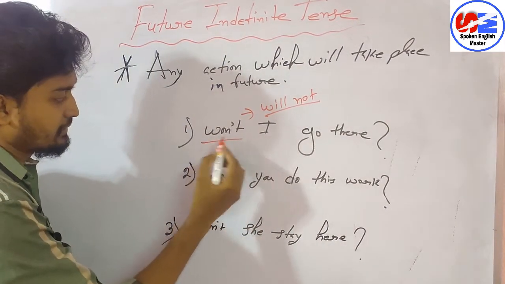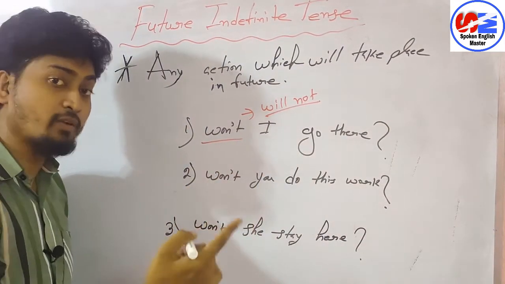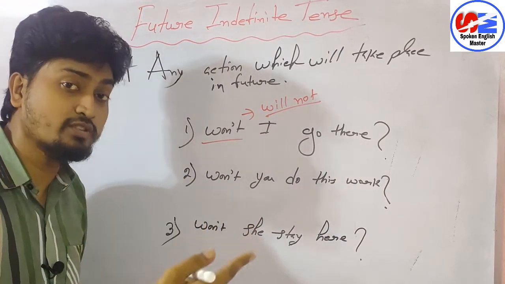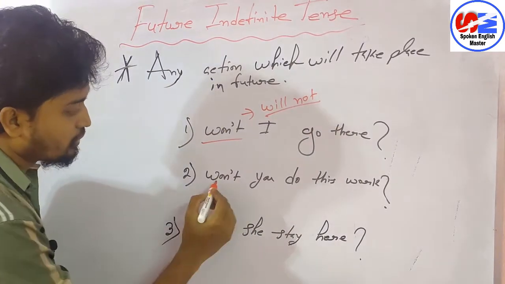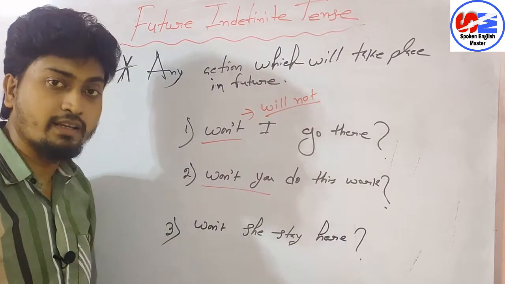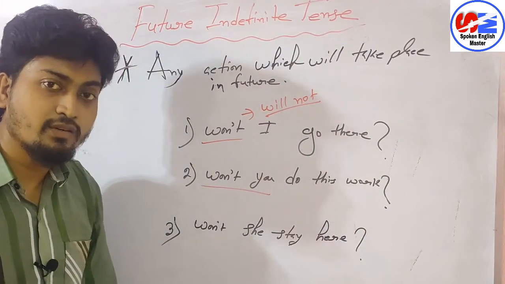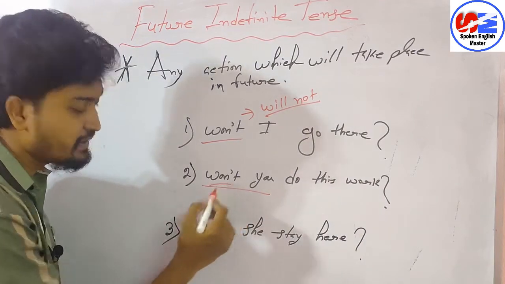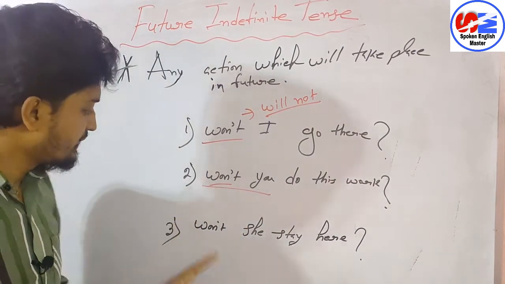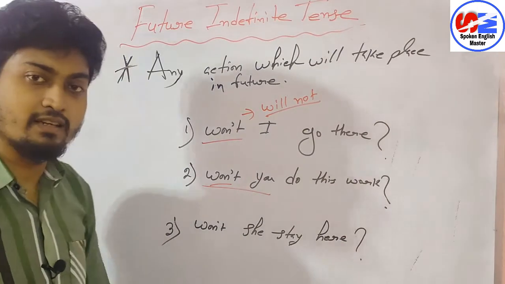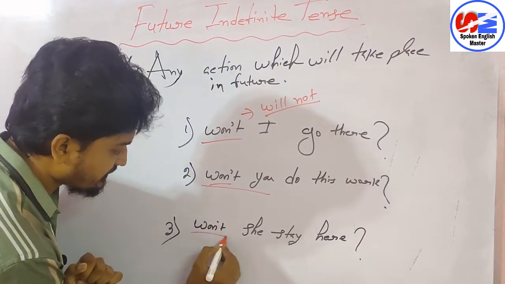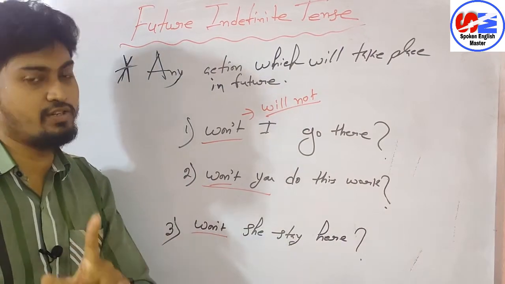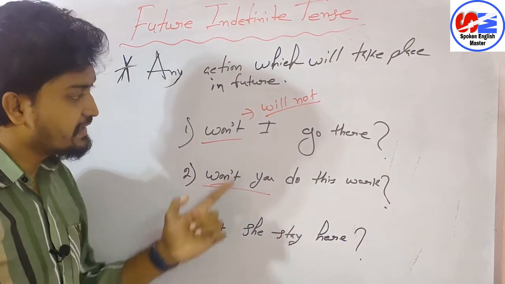So again I am repeating. Won't I go there? क्या मैं वहाँ नहीं जाऊँगा? Again I am asking a question, but negatively. This is called a negative question. Next one. Won't you do this work? क्या तुम ये काम नहीं करोगे? I am just asking a question. Here also won't means will not. Next one. Won't she stay here? क्या वो यहाँ पे नहीं रहेगी? I am just asking a question here. Won't means will not. I think it's clear to you, friends.